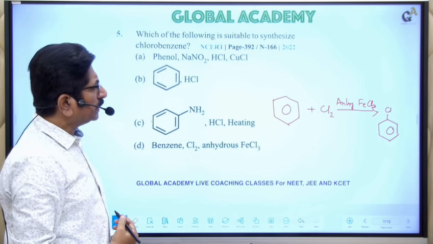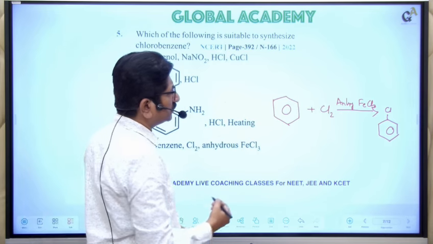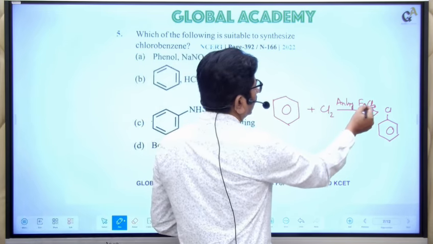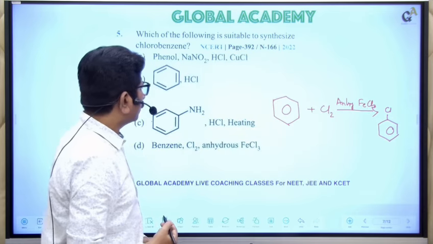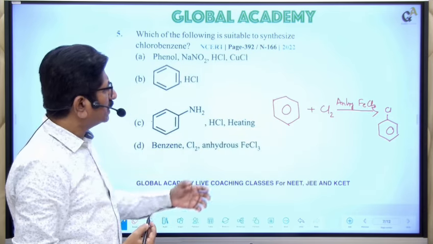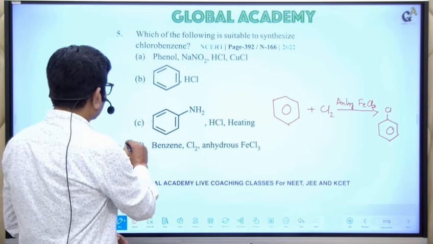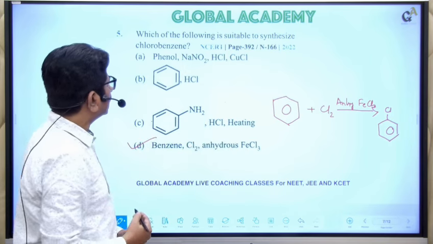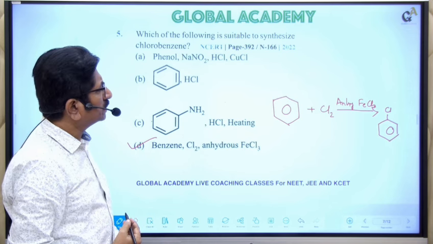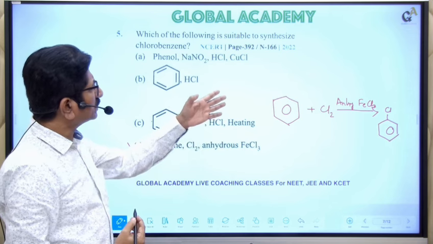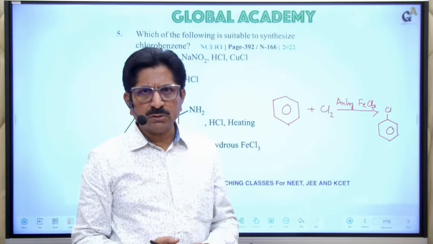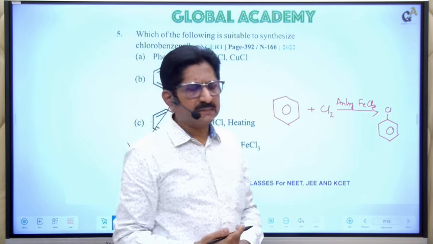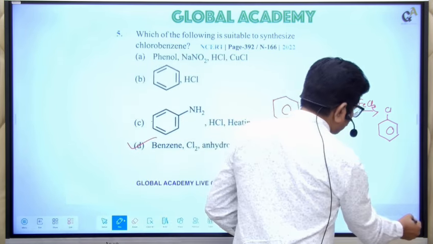This is the reaction in the presence of anhydrous ferric chloride, and because of that reason, option D is the right answer to synthesize chlorobenzene by using benzene. Now we'll move on to the next question, and that is the sixth question.